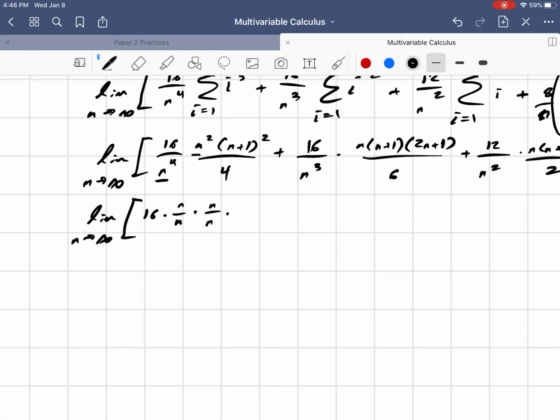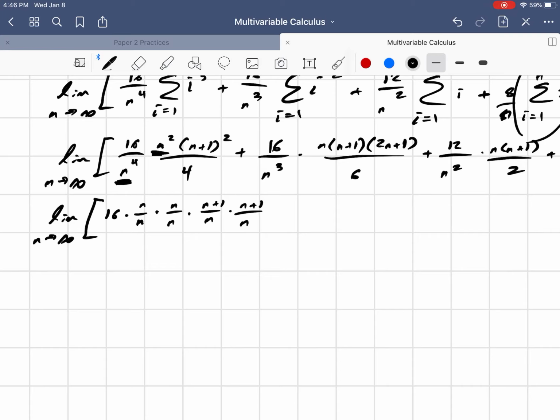n over n times n plus 1 over n times n plus 1 over n. So I just split up my exponents, right? This n over n comes from here, and now I've got another one coming from here and from here, which is this now. And now I still have two more n's here, so I can make an n plus 1 over n and another n plus 1 over n like that, and the 16 will still be out front.